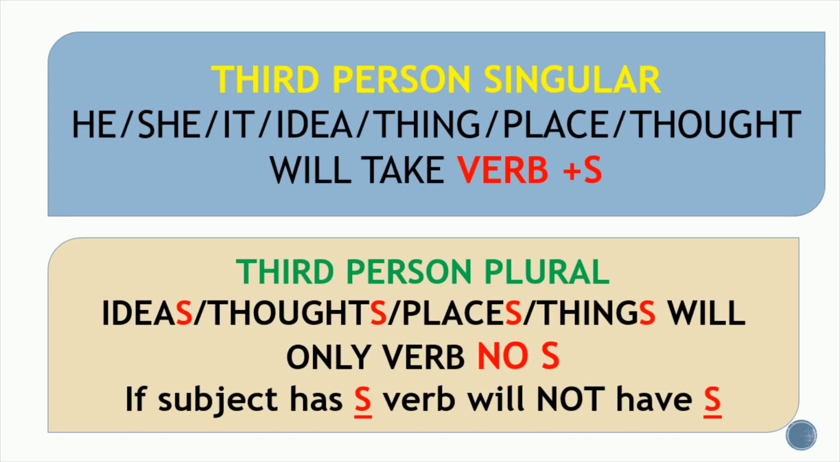Now, if the subject has the letter S, the verb will not take the letter S. It will not follow the structure verb plus S. It will use the verb in its simple form because ideas, thoughts, places, things are plural form of third person. That is why they will use only the verb, no S.